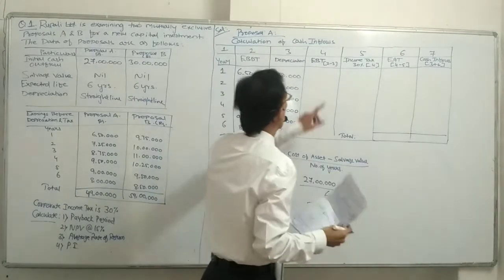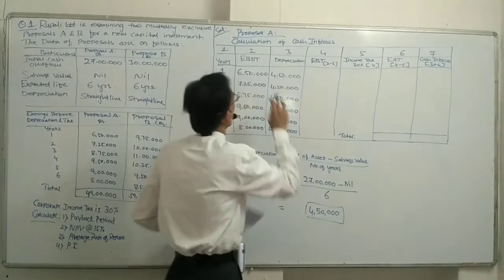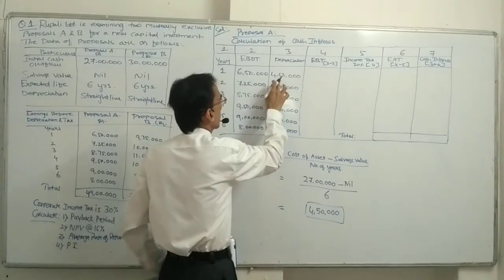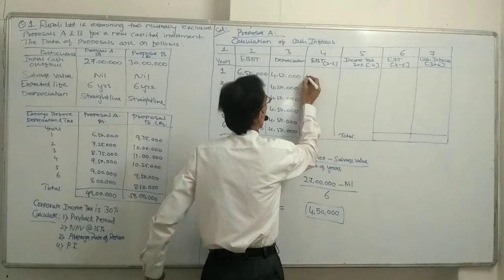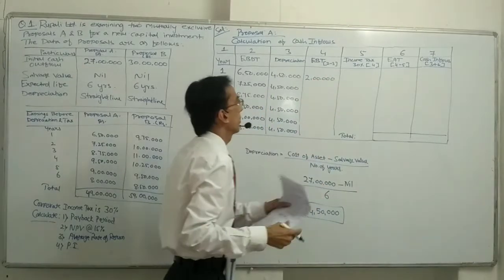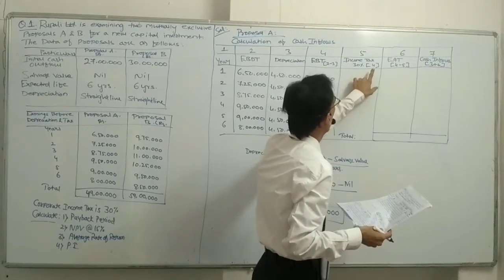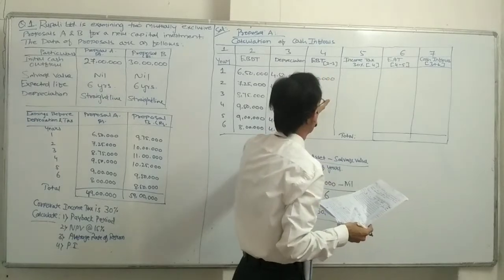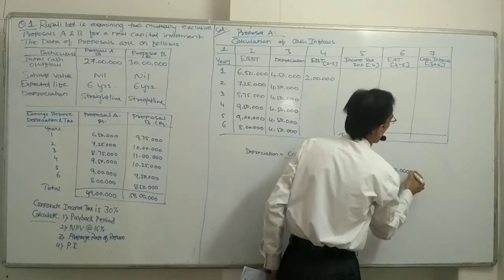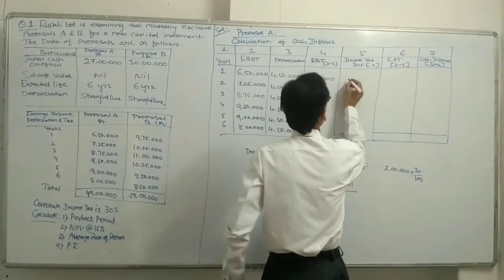Next, the fourth column is earning before tax. Second column minus third column. 6,50,000 minus 4,50,000. The answer is 2 lakh. Next, income tax 30%. This income tax will be charged on fourth column, that is on 2 lakh, 30%, and it comes to 60,000.